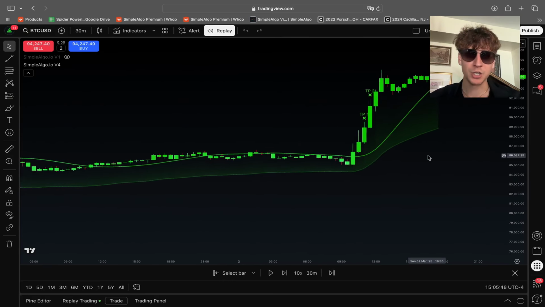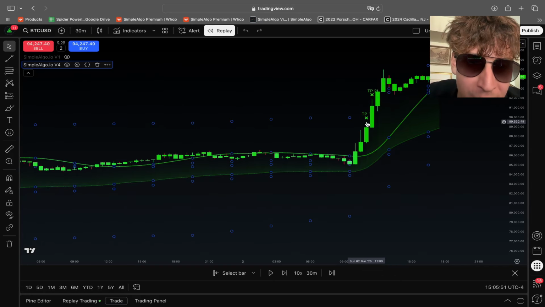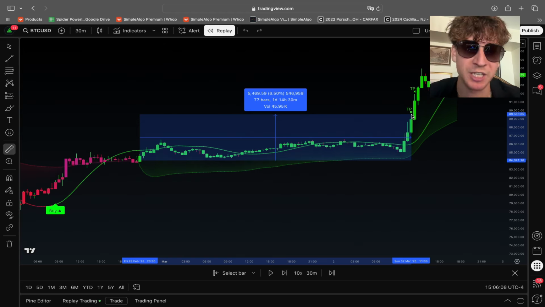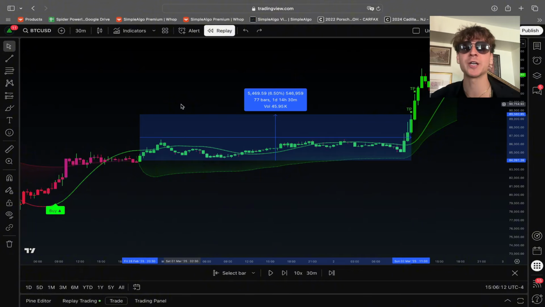All right. So there was our take profit 1 right here at the top of this candle, assuming we entered at the green candle. This would have been 6.5% gain. Listen, if you're trading options or if you're trading crypto on leverage like most people are, and even if you're trading shares, 6.5% on a trade in a day is pretty amazing.